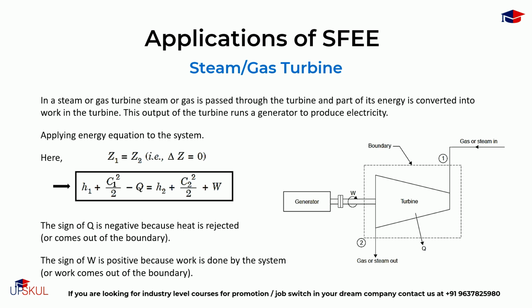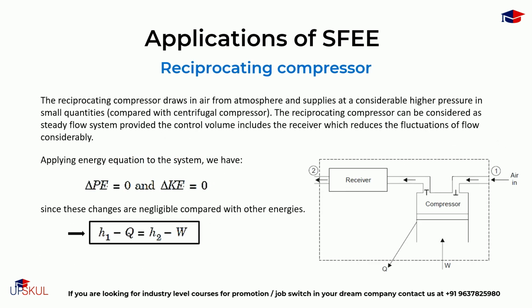Next is the reciprocating compressor. The reciprocating compressor draws in air from the atmosphere and supplies it at a considerably high pressure in small quantities. It can be considered a steady flow system provided the control volume includes the receiver, which reduces the fluctuations of flow considerably. Change in PE is equal to 0 and change in kinetic energy is also equal to 0.